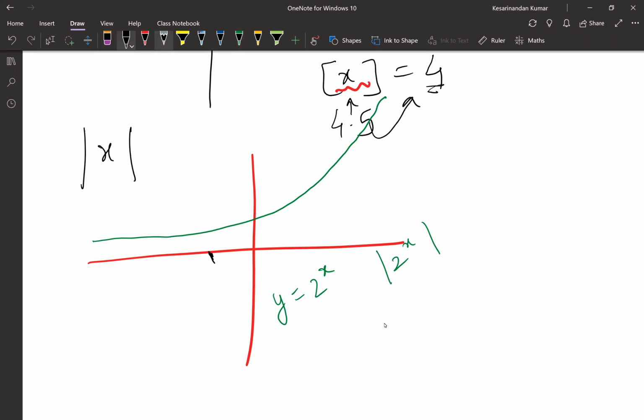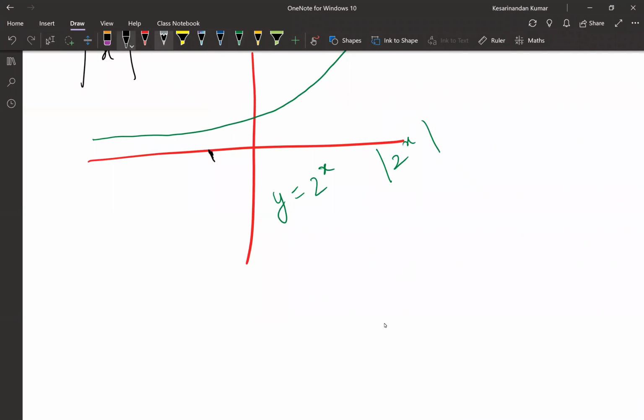And on this basis, if I frame a question that 2 raised to x plus 7 is equal to 0, find me the number of solutions of x. Can you solve it now? Answers in the chat box. I'm giving you 1 minute.